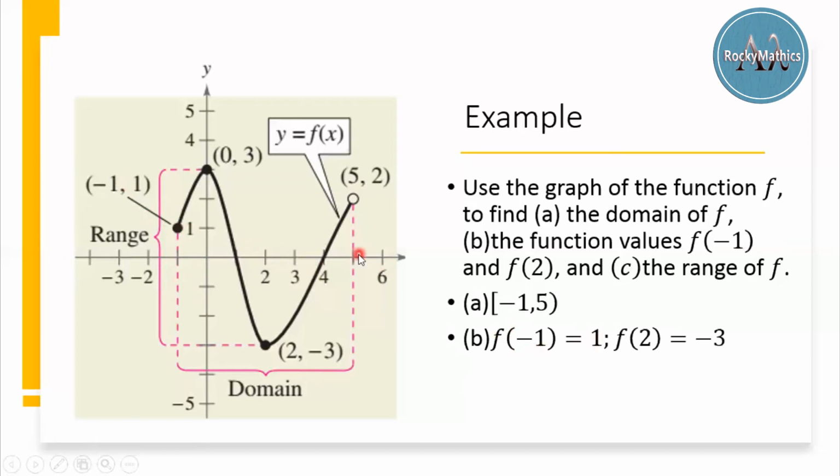Or in ordered pair, this is written as negative 1 and 1. What is f of 2? Look at f of 2 here. F of 2, then what is the corresponding y value? It is negative 3. So f of 2 is negative 3. And if we write that one in an ordered pair, this is written as 2 and negative 3.